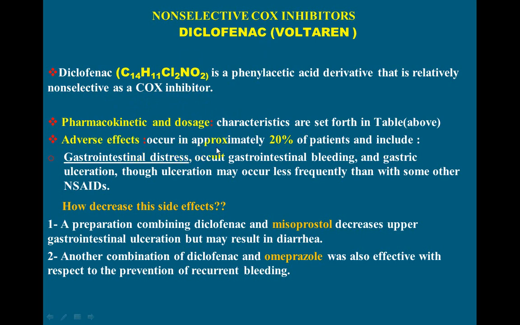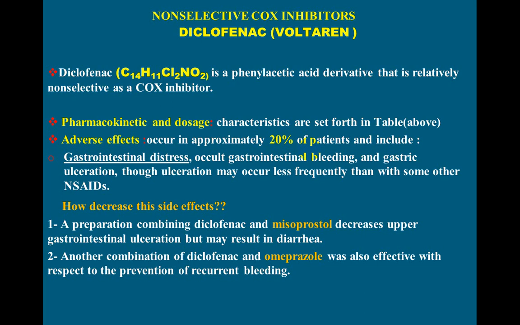Side effects of Voltaren occur in approximately 20% of patients, and these include, first, gastrointestinal side effects, which are the common side effect for non-steroidal drugs and aspirin: occult gastrointestinal bleeding and gastric ulcerations. Ulceration may occur less frequently than with some other non-steroidal anti-inflammatory drugs like aspirin. So, how to manage and how to decrease the side effect?